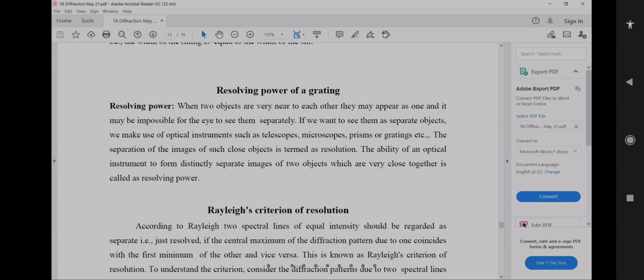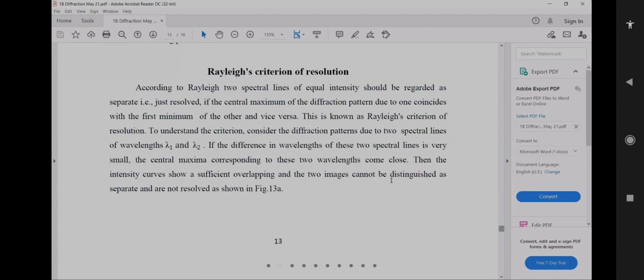Rayleigh's criterion of resolution. According to Rayleigh, two spectral lines of equal intensity should be regarded as separate, that is, just resolved, if the central maximum of the diffraction pattern due to one coincides with the first minimum of the other and vice versa. This is known as Rayleigh's criterion of resolution.